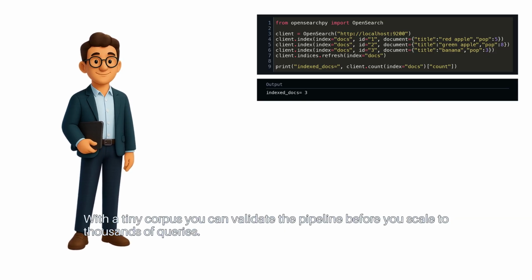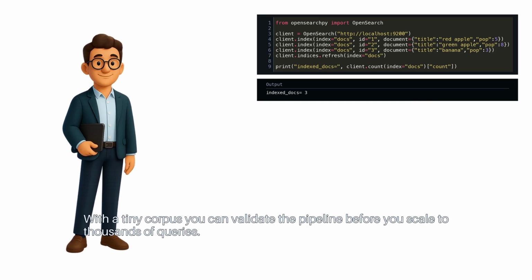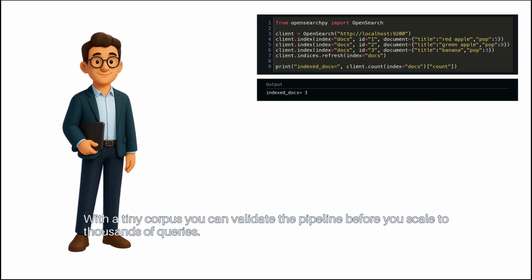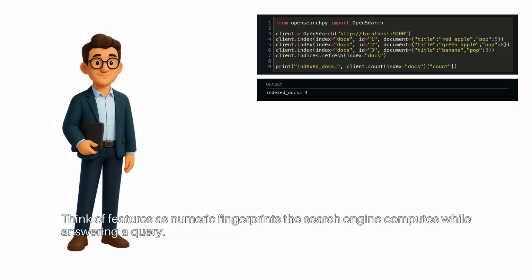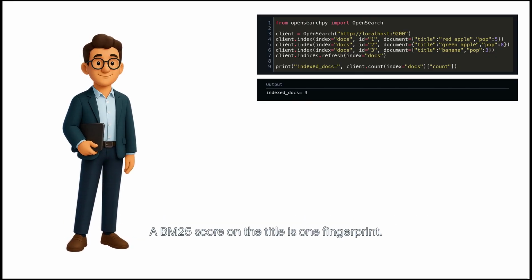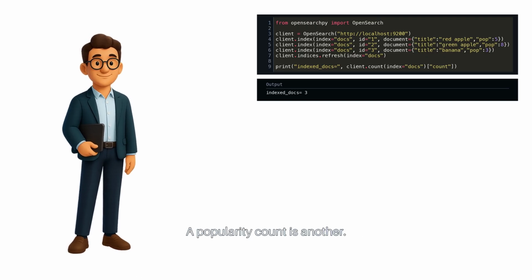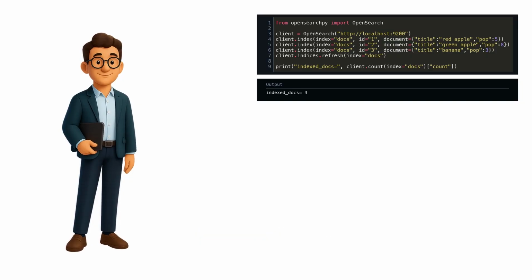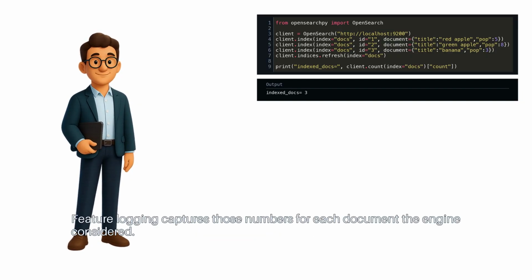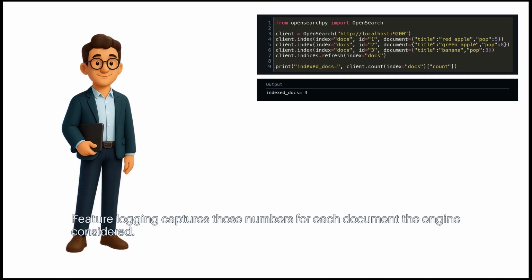With a tiny corpus, you can validate the pipeline before you scale to thousands of queries. Think of features as numeric fingerprints the search engine computes while answering a query. A BM25 score on the title is one fingerprint. A popularity count is another. Feature logging captures those numbers for each document the engine considered.